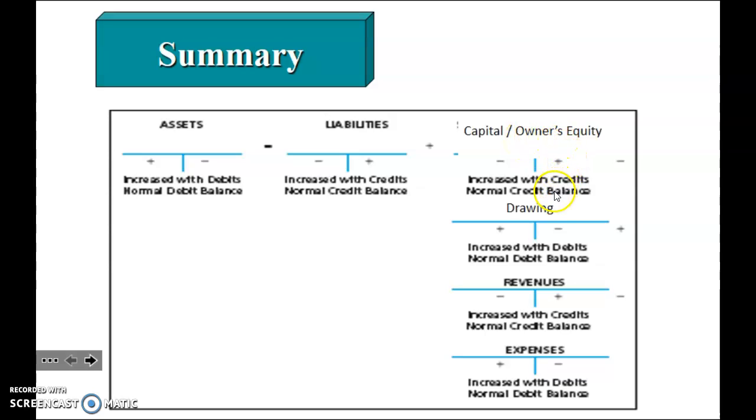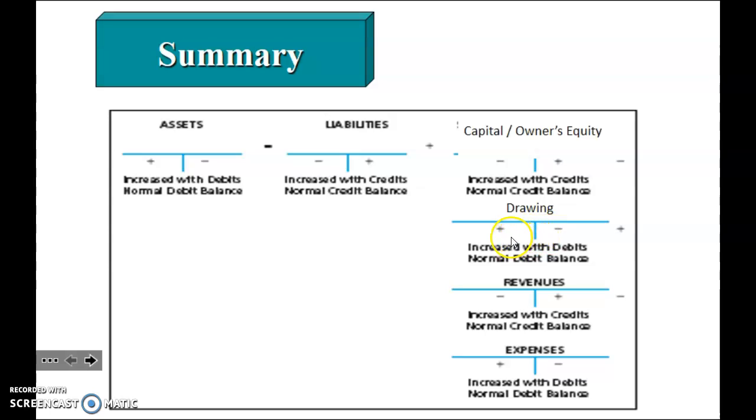Now on the other side, you have the drawing account. Remember, if the owner withdraws anything for personal use, it runs through a drawing account. A drawing account is called a contra account because it works against the capital account, drawing down the amount of ownership that the owner has. It has a normal debit balance because it's a contra account. It's backwards from what the capital account would be. So it increases with a debit, and it decreases with a credit.